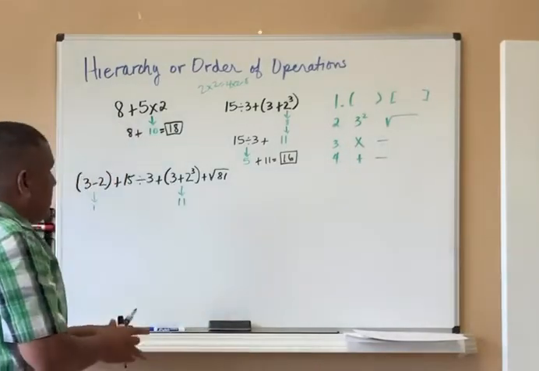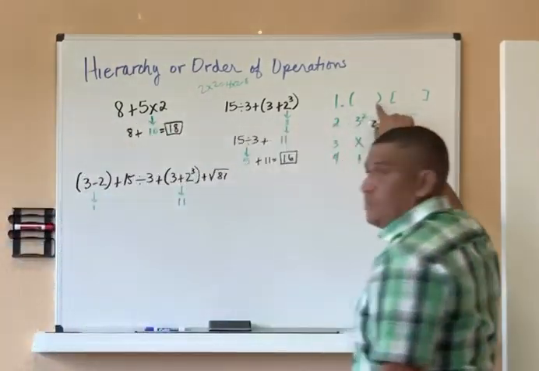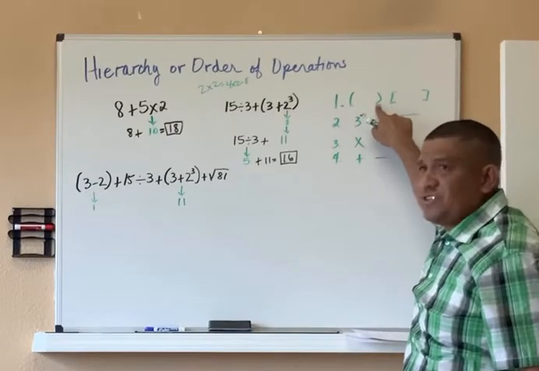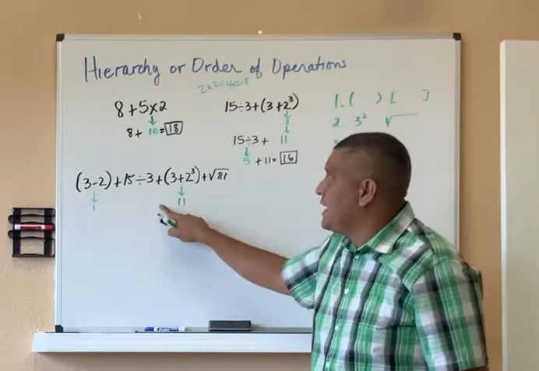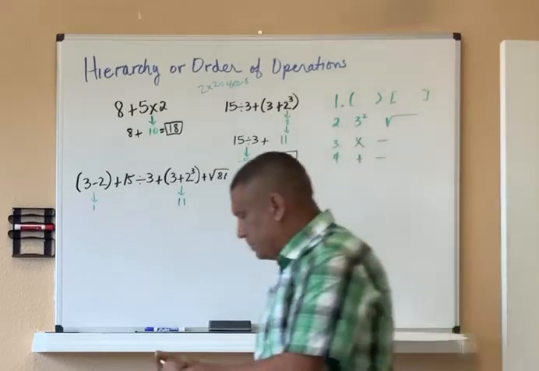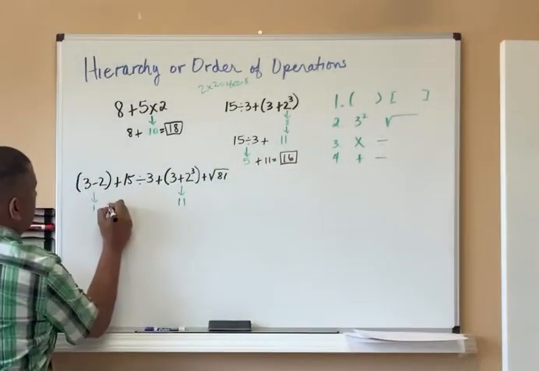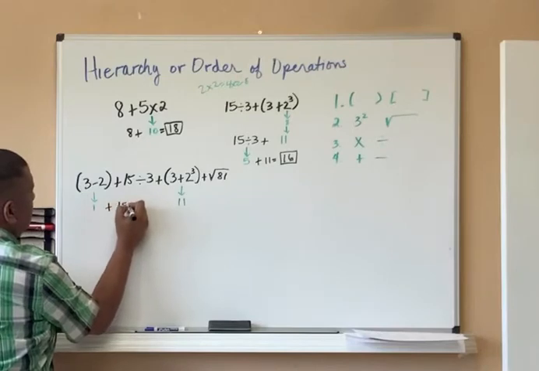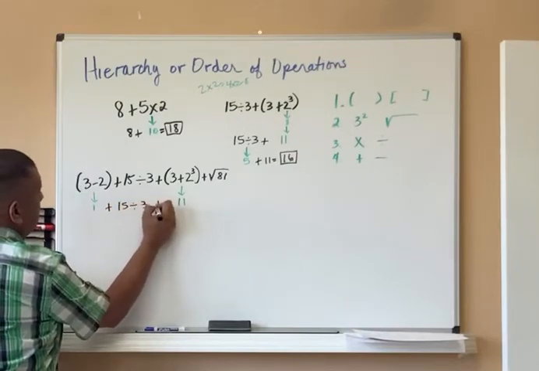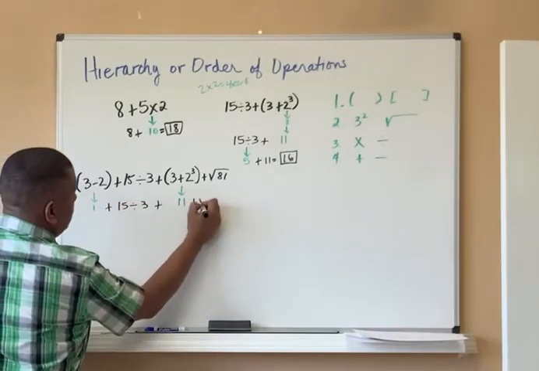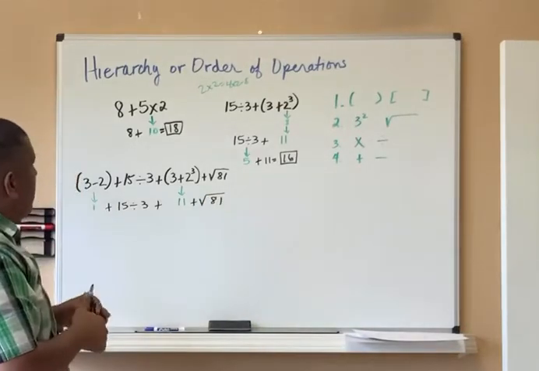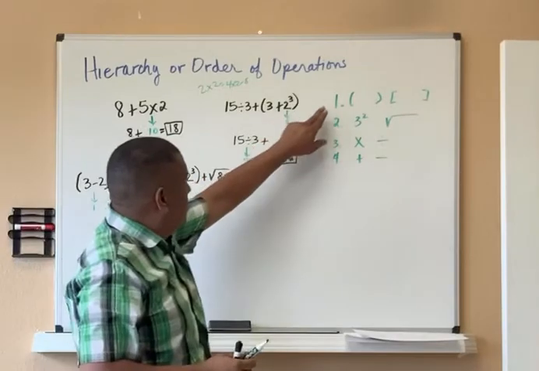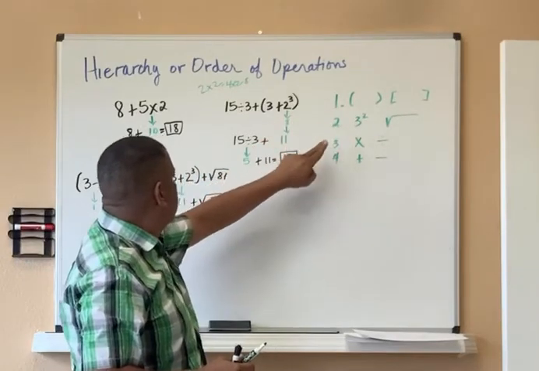So the first thing I did was work out the parentheses right here. This is the first thing I'm working out, okay? That's why I put it in green, and now I'm going to bring down the rest of the problem. I'll bring down plus 15 divided by 3 plus 11 plus the square root of 81. Okay, now I'm done with parentheses, I'm done with the powers.